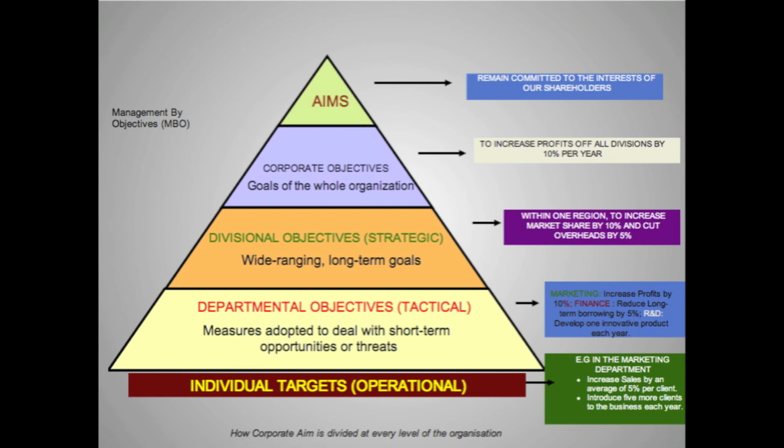In the corporate objectives, they increase profits of all divisions by 10% each year. Divisional objectives within one region are to increase market share by 10% and cut overheads by 5%. In the departmental objectives, marketing increases profits by 10%, reduces long-term borrowing by 5%, and develops one innovative product each year. In the individual targets, they increase sales by an average of 5% per client, and they introduce 5 more clients to the business each year.